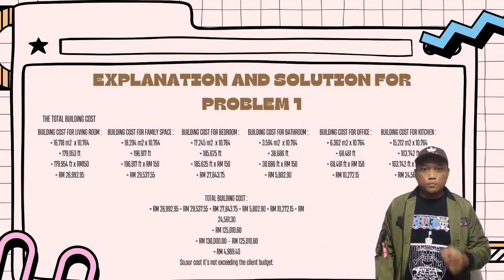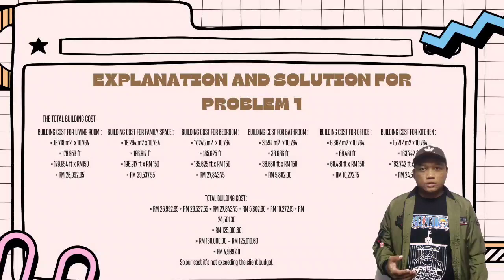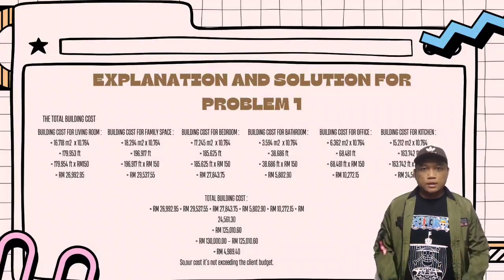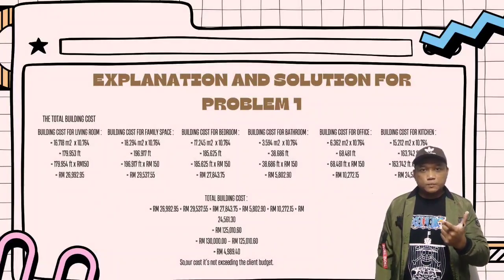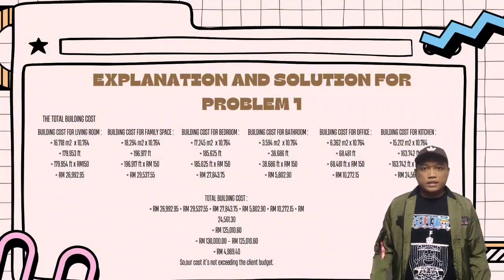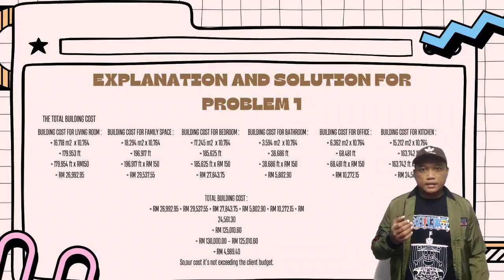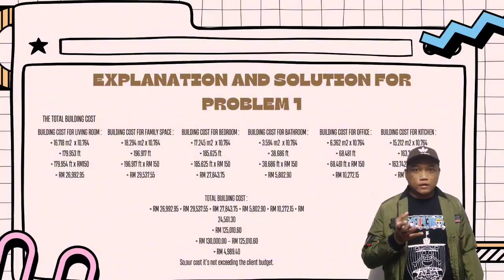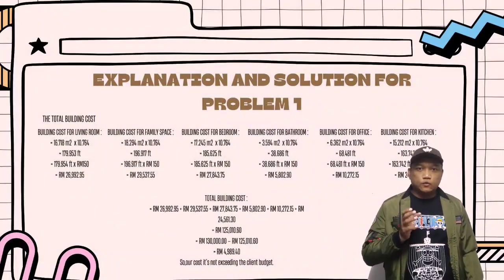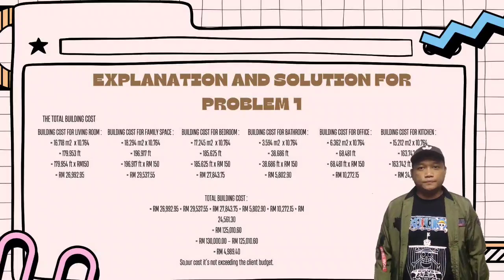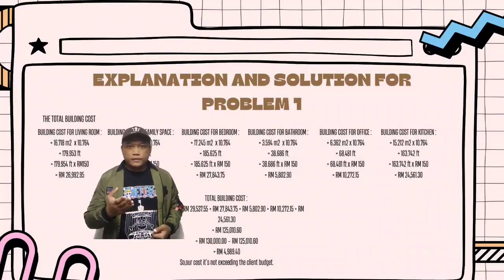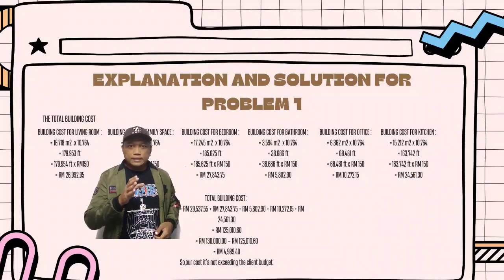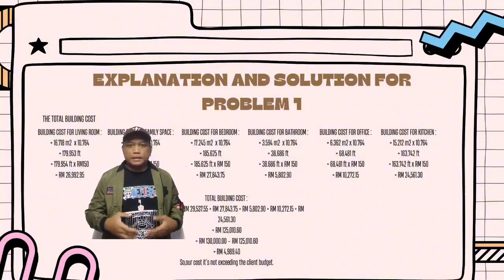Explanation and solution for problem 1. It breaks down the total building cost for different parts of a house, such as the living room, family space, bedroom, bathroom, office, and kitchen. Each section includes calculation for the area in square meters, converted to square feet, and then multiplied by a cost per square foot of 150 ringgit to find the total cost for each part. First, we calculate the area in square feet. Each room area in square meters is converted to square feet by multiplying by 10.764 as shown.